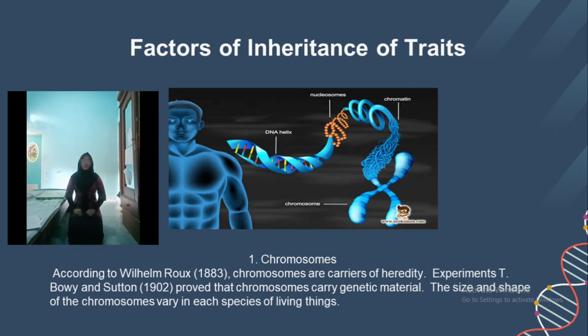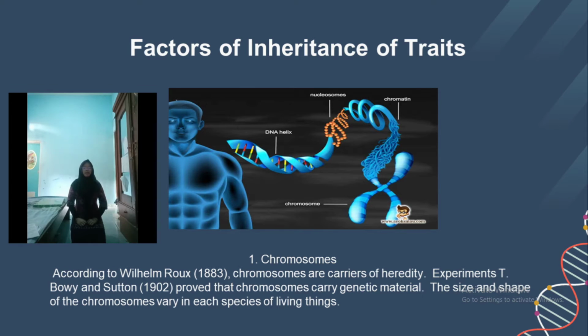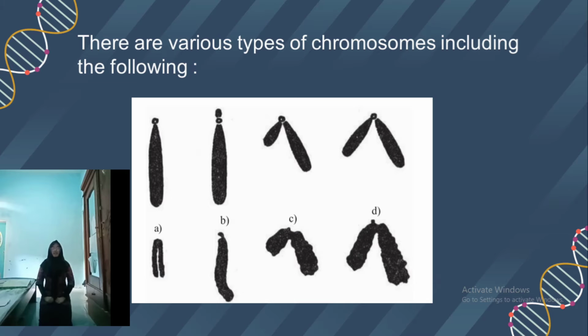The size and shape of the chromosome vary in each species of living thing. The length of the chromosome is between 0.2 to 50 microns, with diameter between 0.2 to 20 microns. There are various types of chromosome, including the following: A.